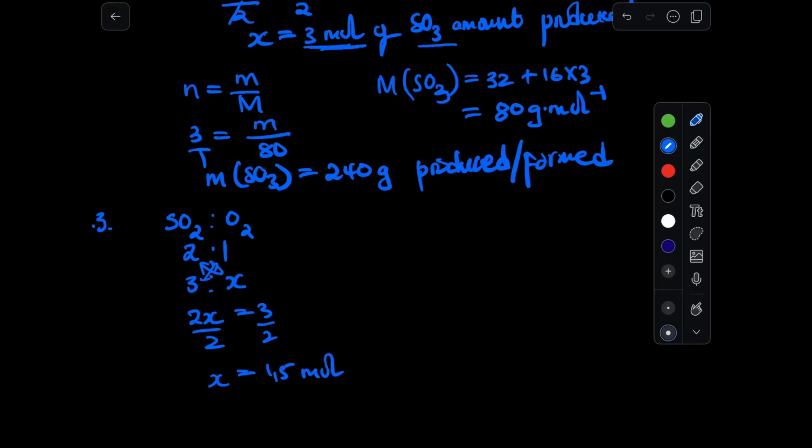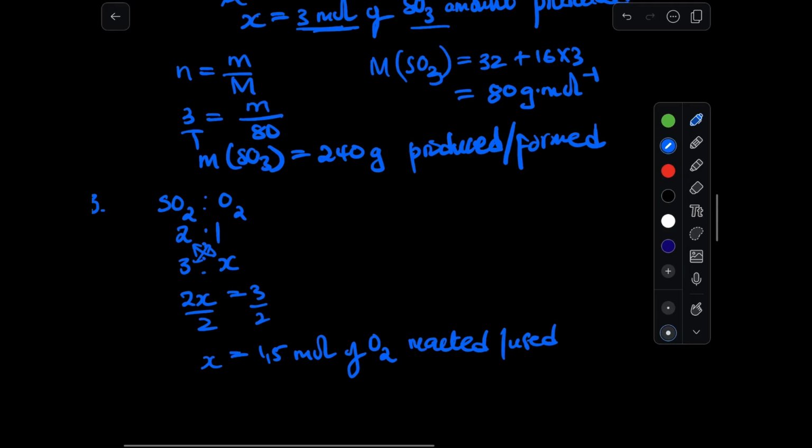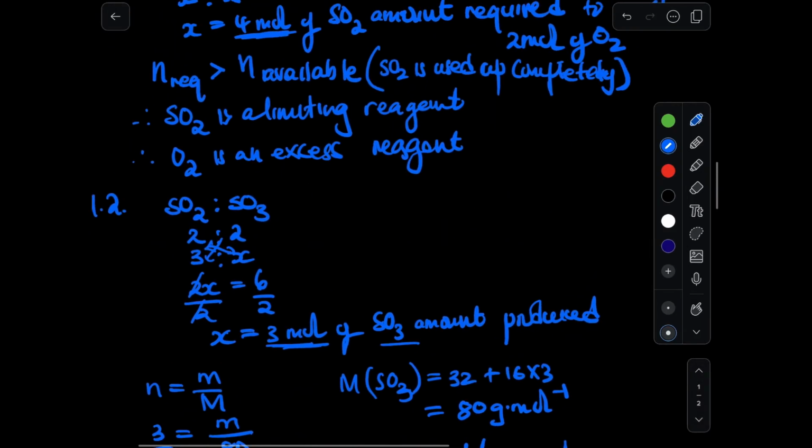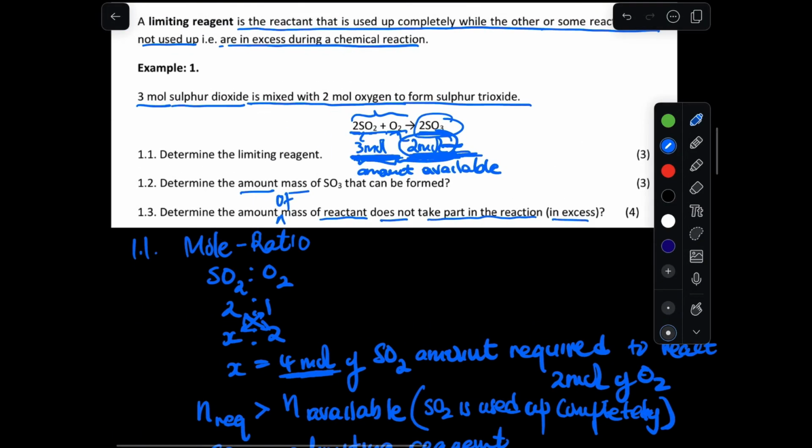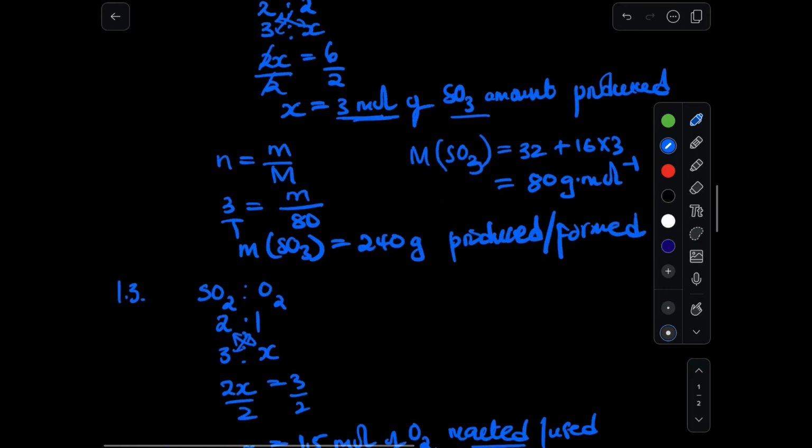This 1.5 mole, it's 1.5 mole of what? Of oxygen. This is the amount of oxygen reacted or used. So this is the amount that reacted. But what was the amount available? The amount available, it was what? 2 moles. So the oxygen, it was 2 mole that was available there.